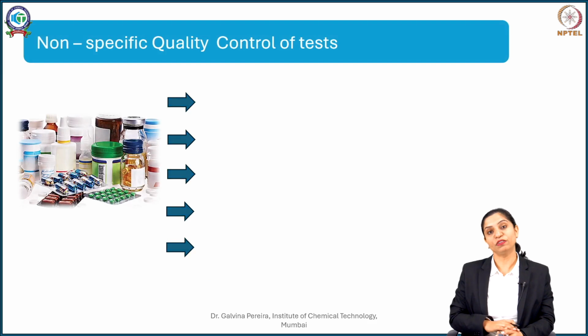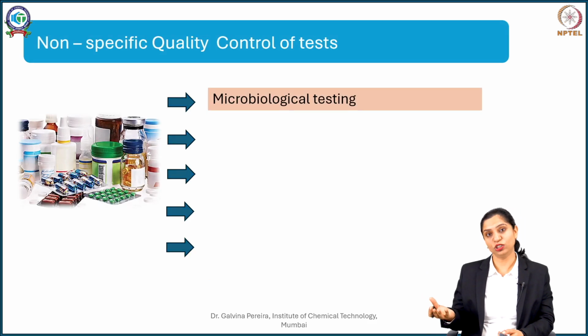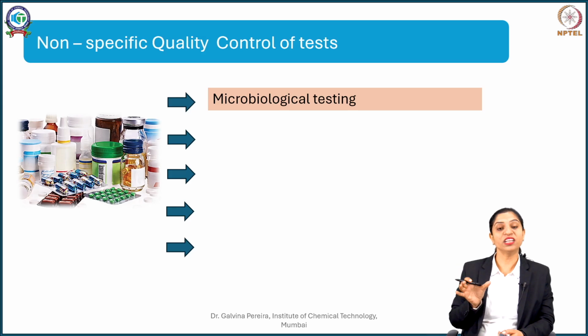Now these non-specific quality control methods for herbals include microbiological testing, because they are from plant sources, they might contain bacteria, fungi, even pathogenic organisms. So they may not be sterile, but they need to have certain control or limits of microbes, many a time not more than 1000 CFU per gram or so, and absence of pathogenic microorganisms.